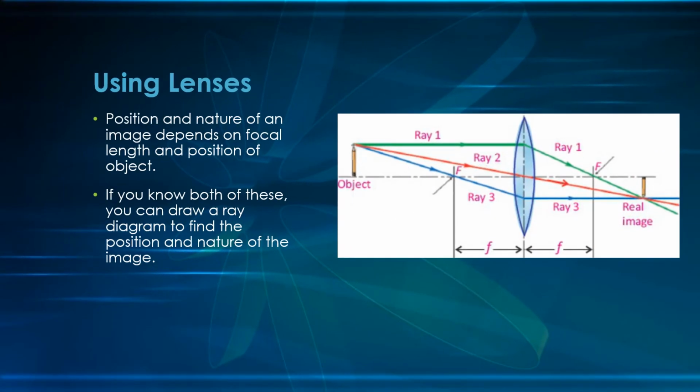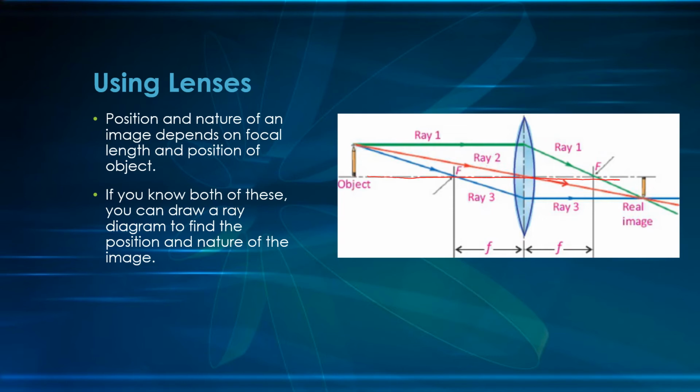Next, we're going to look at using lenses and how to draw a ray diagram correctly for the two different types of lens. So we're going to start off with a convex lens, the one that curves outwards, and remember that will converge light rays to form a real image. So there's a key term that we need to know, and that is this idea of the principal axis. Now this here is the principal axis of this lens.